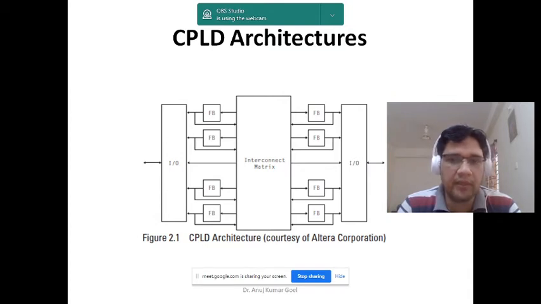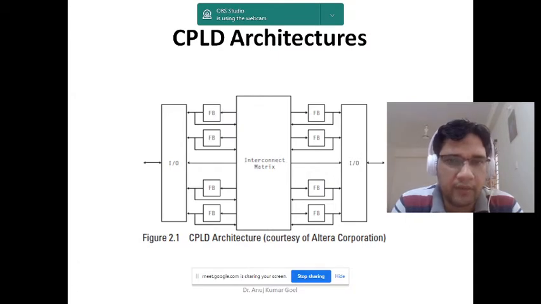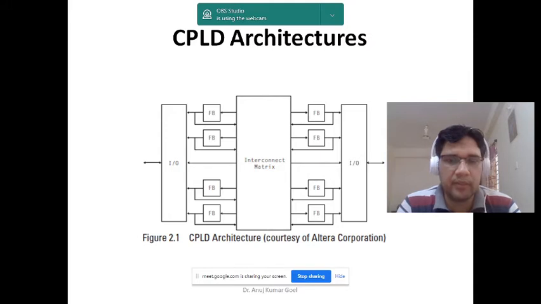Then we have the interconnect matrix. Interconnect matrix is in between. It is also called the cross point switch. Interconnect, as you know, means to make the connection of different elements. And the third most important element is the FB, functional block. Functional block is used to program the device. Different logics are implemented on the functional block.